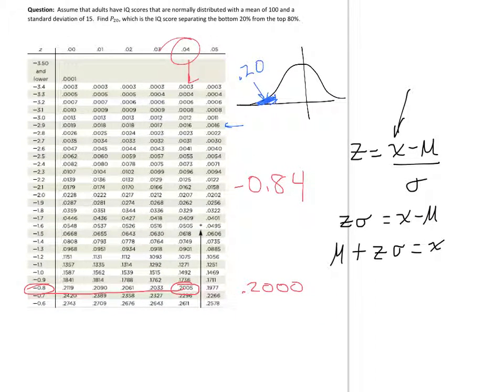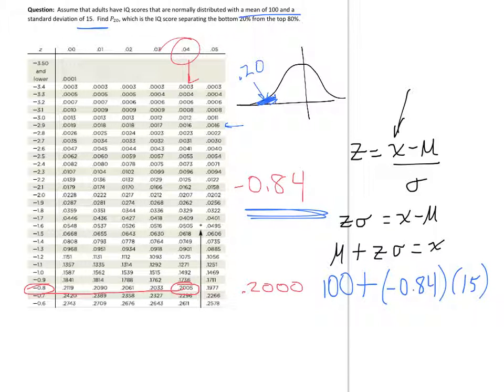And now they've told me some things up here. They've told me the mean is 100, so I can plug that in. I just found my z value, which is negative 0.84, and they told me the standard deviation is 15. So if I multiply all that out, I get 87.4, which makes sense because that's saying this would be at 87.4 when the mean was 100. So it would definitely be something less than 100.